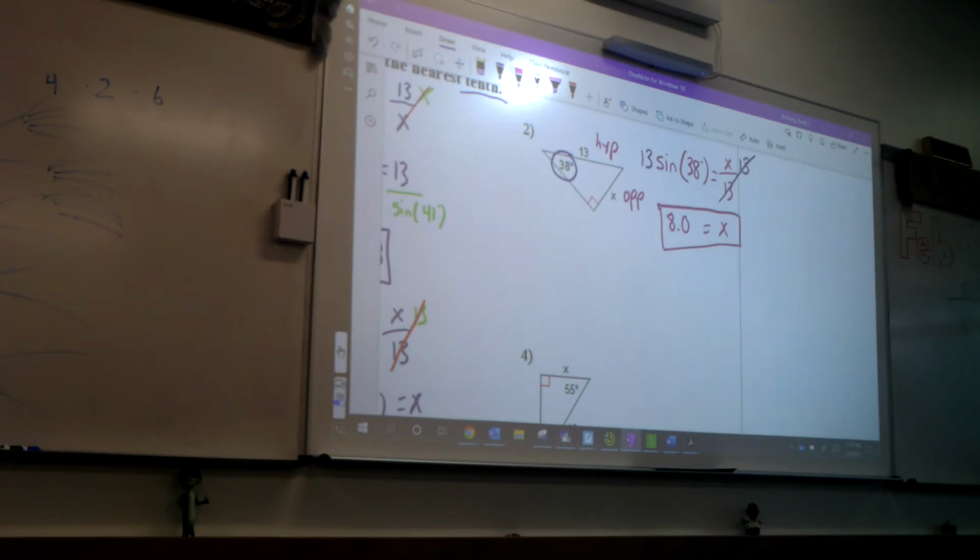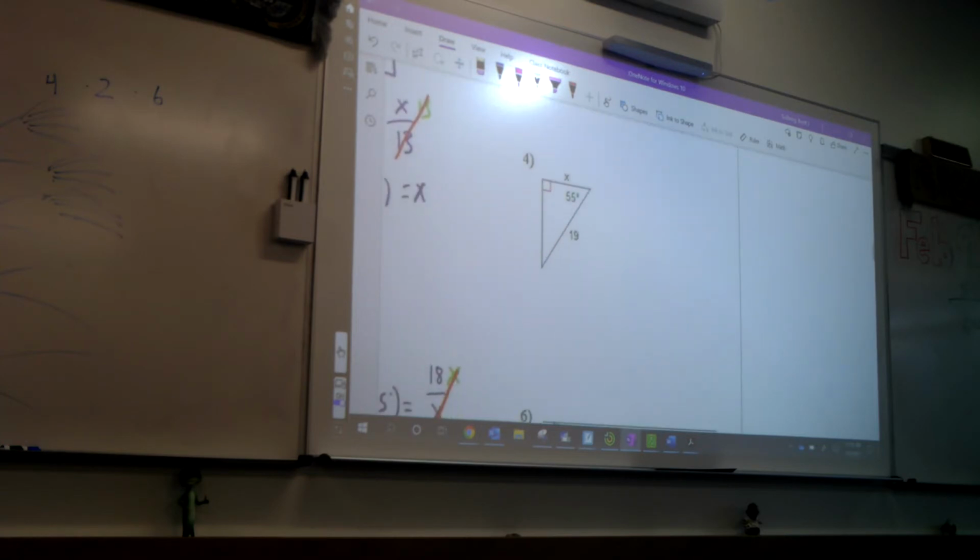Raise your hand if you were able to get that on your own. Just a couple of you guys. All right, that's okay. Maybe there was something there that threw you off. Let's try number 4. Anyone want to volunteer as tribute on number 4? Go ahead, Isaac. So x is adjacent. Adjacent over hypotenuse, I put cosine 55 equals x over 19. Awesome. You guys agree with how he's got that set up? Adjacent over hypotenuse, so it's x over 19.